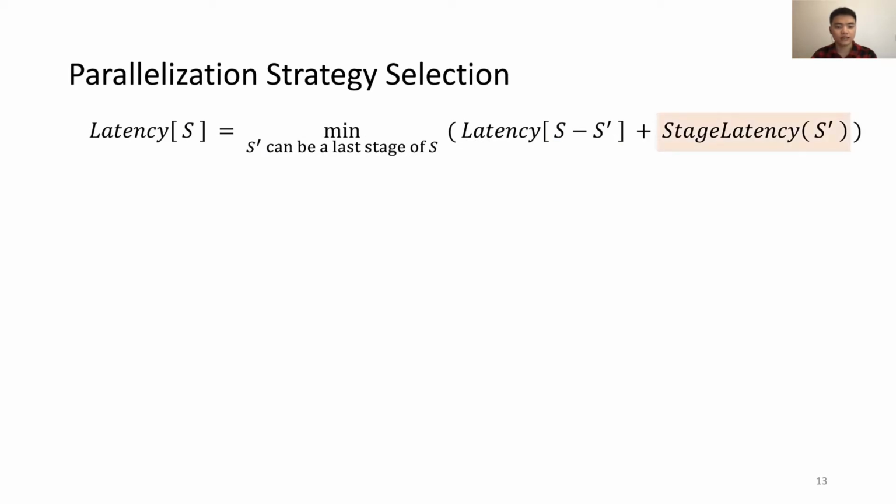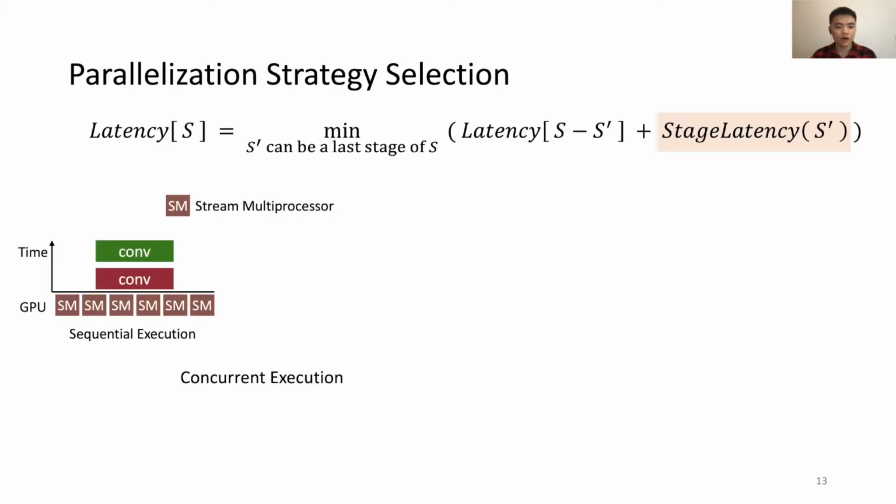Let's first look at the stage latency component. This component measures the latency of parallel execution of operators in the stage S prime. IOS considers 2 parallelization strategies. Let's first look at the concurrent execution strategy. In sequential execution, operators are executed one by one on the GPU. However, if the 2 operators are independent, we can concurrently execute them by launching multiple GPU kernels at the same time.